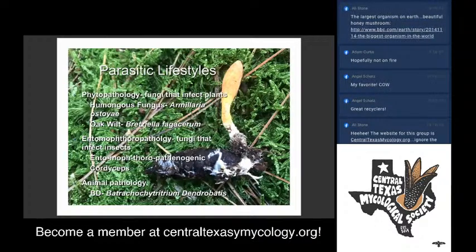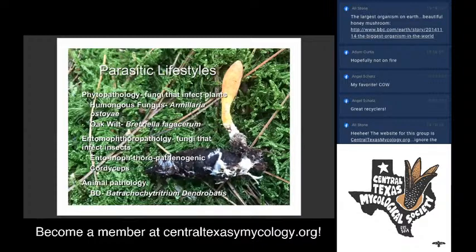Right. I hope the humongous fungus isn't on fire. I'm not sure. I haven't seen the map recently about where all the fires are. Maybe we can talk about that a little bit later in the discussion portion.